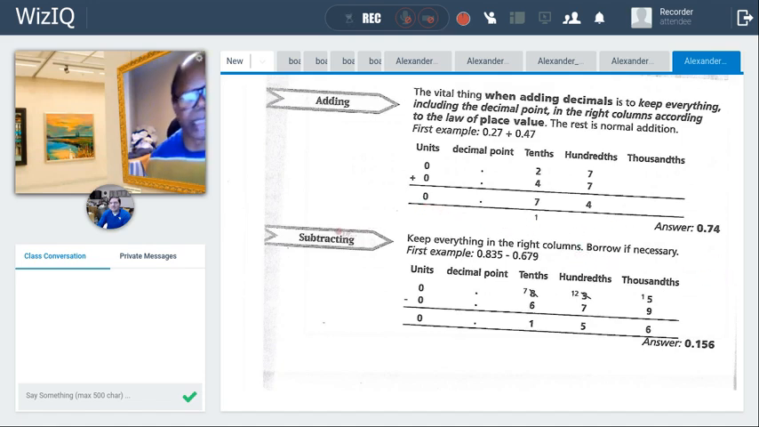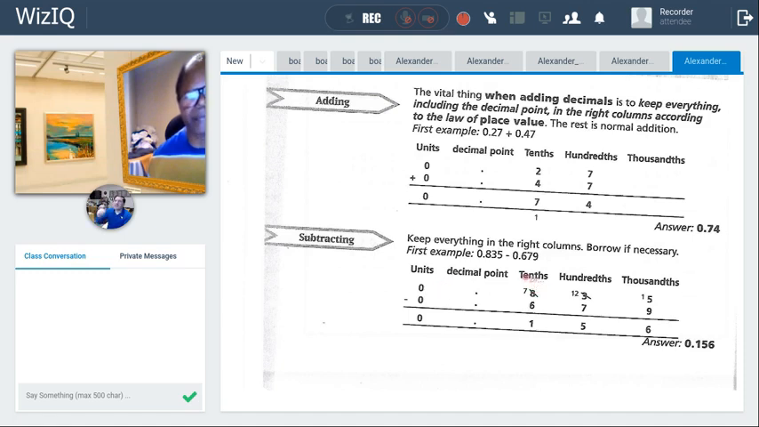So subtracting: keep everything again in the right columns. Borrow if necessary. Let's look at this example here. We have 0.835, take away 0.679. So we have 0 units.